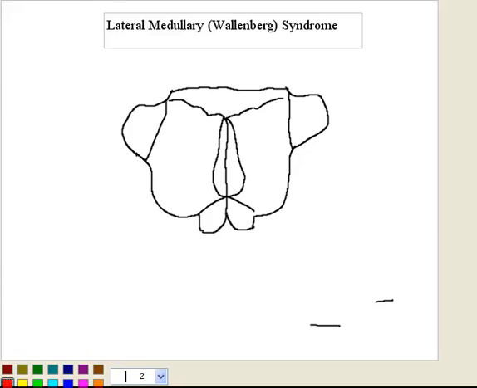So first you have the inferior cerebellar peduncle that's involved. This is the inferior cerebellar peduncle, the one in the cross section. And when the inferior cerebellar peduncle is involved, it gives you ipsilateral ataxia, and problems with coordination or balance on the ipsilateral side.